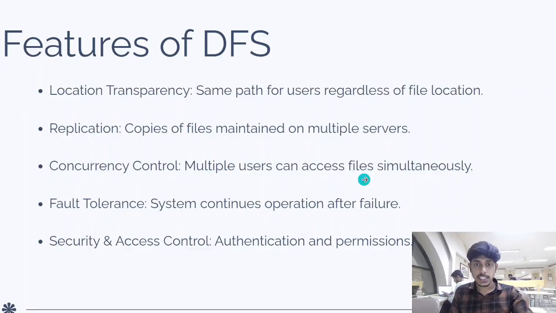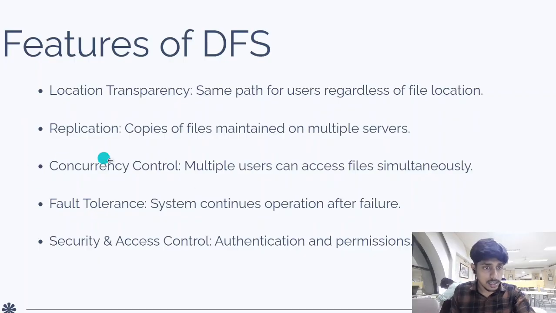The second is replication. This is our reliability feature. The system makes copies of files on multiple servers. Why does it make multiple copies? So if one server fails, another server still has that particular file and can respond back to the client. Okay, that's why replication is needed. It is basically like a backup.